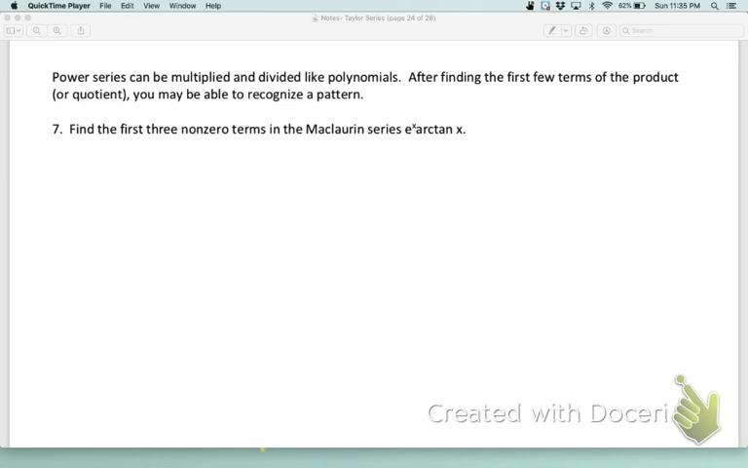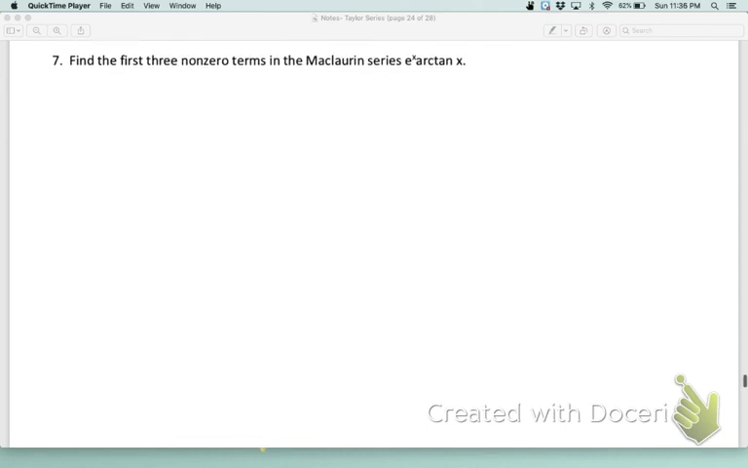We want to find the first three non-zero terms in the Maclaurin series for e to the x times the arctangent of x. Now notice they didn't ask us for the general term here. Sometimes these are going to get really kind of hard to figure out the pattern, so a lot of times they won't ask. And you'll see once we get working on this why they very specifically only asked for the first three terms, because trust me, that's plenty.